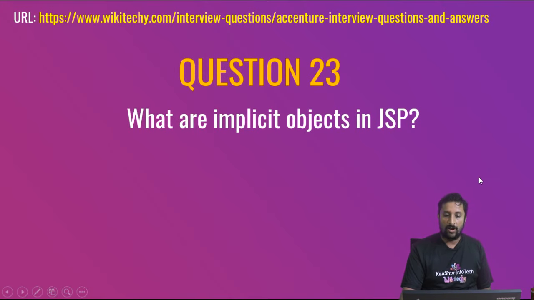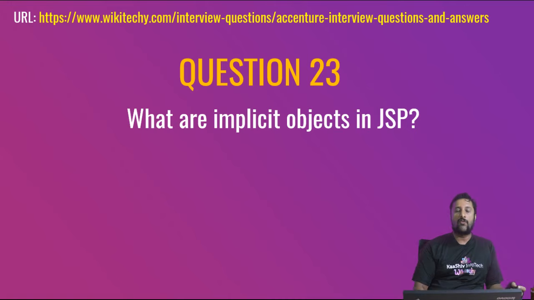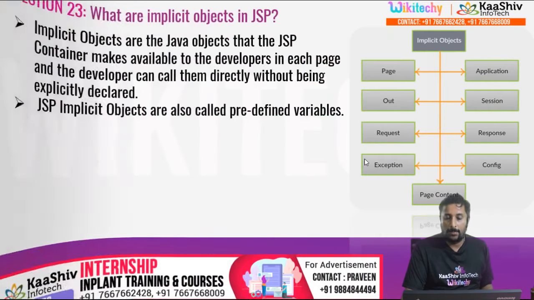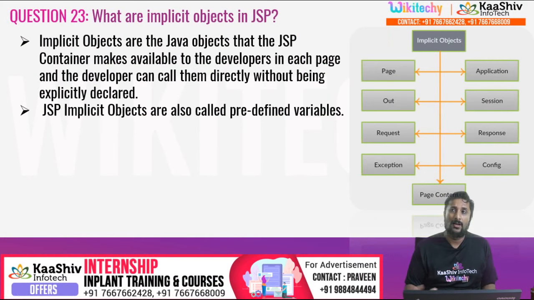Let's move on to the 23rd question: implicit objects in JSP, Java Servlet Pages. JSP is the web form of web applications in Java. The implicit objects are objects we can use by default, like HttpServlet, HttpRequest, HttpResponse. These are all inbuilt functionality. I don't want to explicitly access or declare them, so they call them implicit objects.